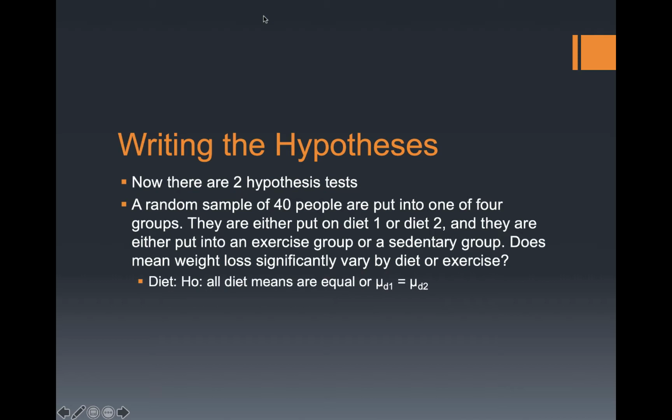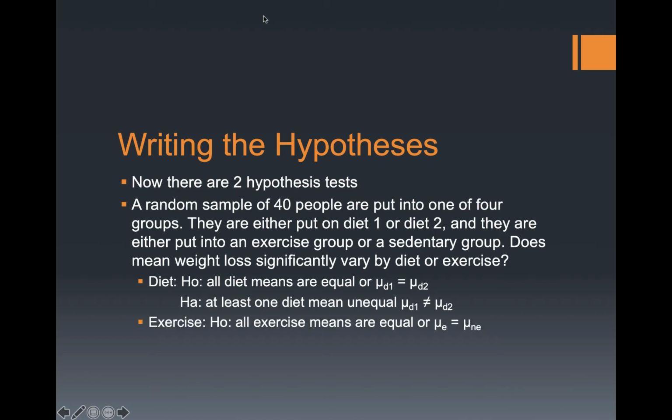For diet, we have a null that all diet means are equal, but really we only have two, so we could say mu diet 1 equals mu diet 2. The alternative is at least one diet mean unequal, but again, because there are only two, we could simply say mu of diet 1 is not equal to mu of diet 2. Then we also have our exercise factor. Here the null is that all exercise means are equal, but again, we only have two means: mu exercise group equals mu non-exercise group. The alternative is at least one exercise mean unequal, but with only two means, we could say mu exercise is not equal to mu non-exercise.